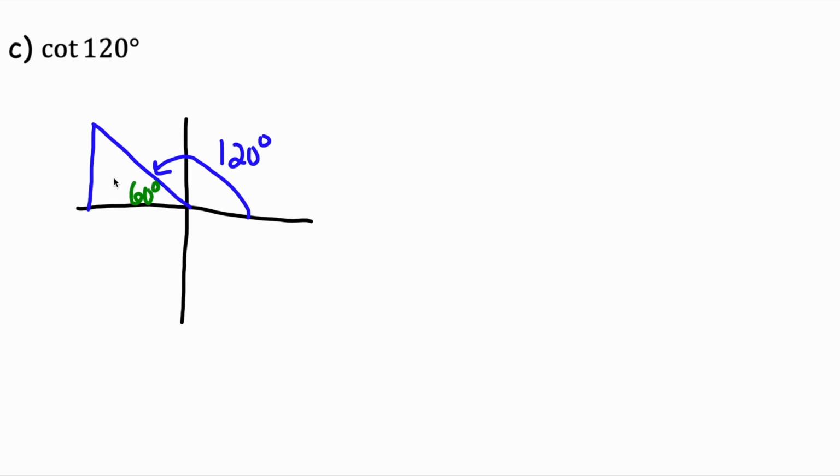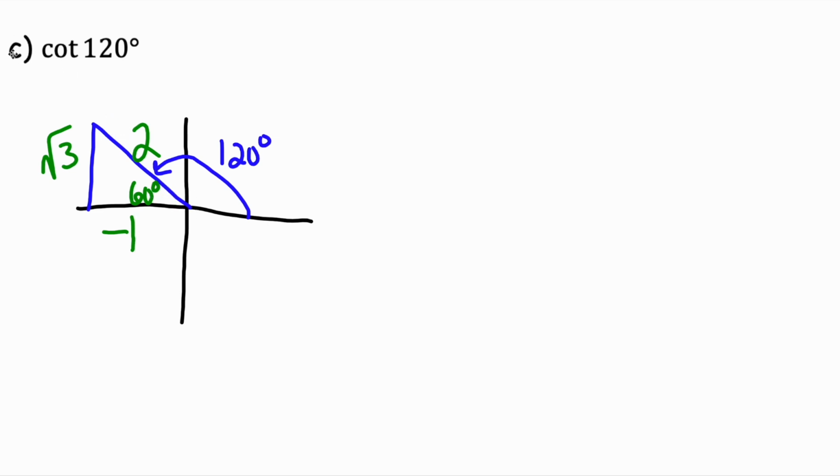Fill in your sides. Opposite of 60 is square root of 3. Adjacent to 60 is 1, and because it's going to the left, that's a negative 1, and the hypotenuse is 2. Okay, so big plus sign. 120 degrees is in quadrant 2. 60 degrees is my reference angle because that's going inside there. Fill in your side lengths. So opposite of 60 is square root of 3. Adjacent is negative 1. Hypotenuse is 2.